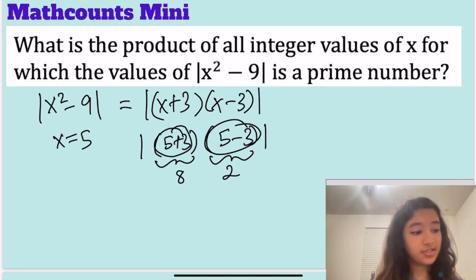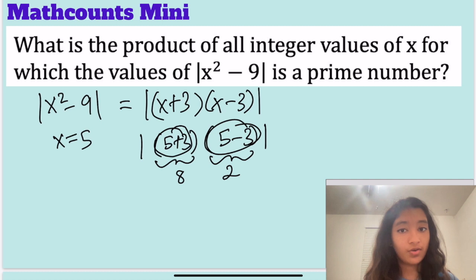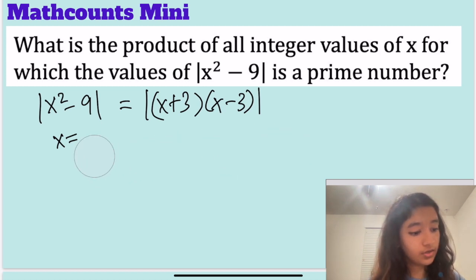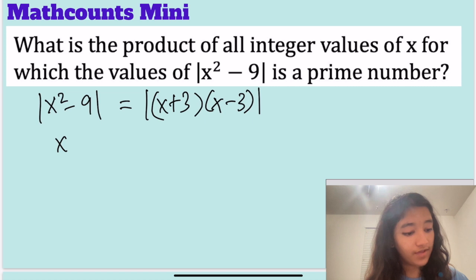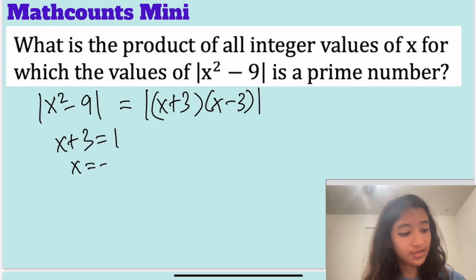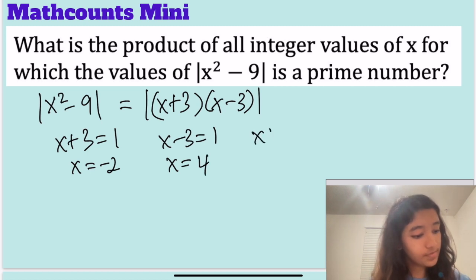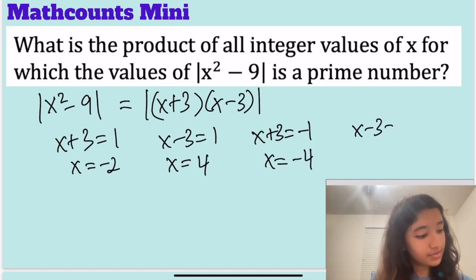Therefore, we want x plus 3 or x minus 3 to be 1 or -1. And then whatever the other value is will be our number. So let's just find the values of x that work for this. So x plus 3 is equal to 1. That would get us x equals -2. Then x minus 3 equals 1. Gets us x equals 4. x plus 3 equals -1. Gets us x equals -4. And then x minus 3 equals -1 gets us x equals 2.